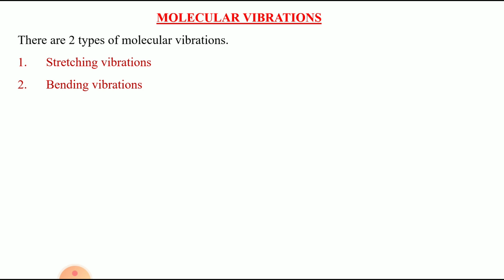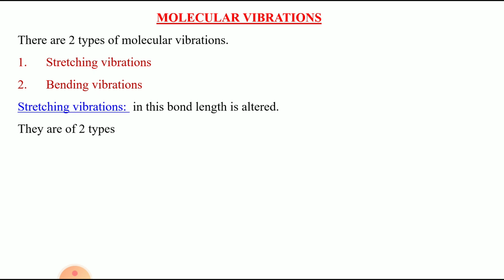In stretching vibrations, when we give IR radiation, the bonds absorb the radiation, and then there is a change in their bond length. So in stretching vibrations the bond length is altered. The next one is bending vibrations. In bending vibrations, the bond angle is altered.